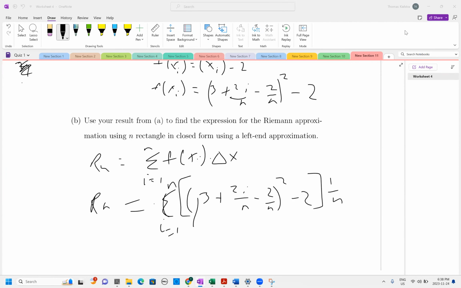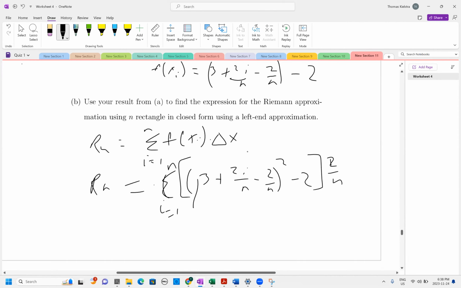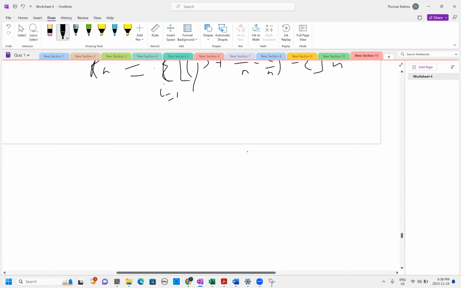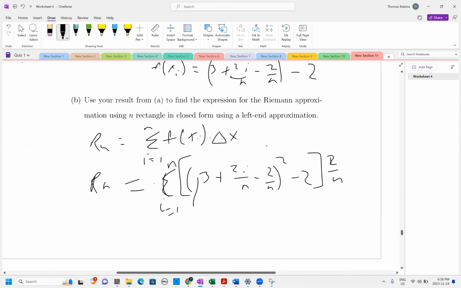Just to note, there's one little error from last time. This should be a 2 over n. But otherwise the process is the same. Now what we're going to do is convert to solve for part B. In part B, we want to go to closed form.